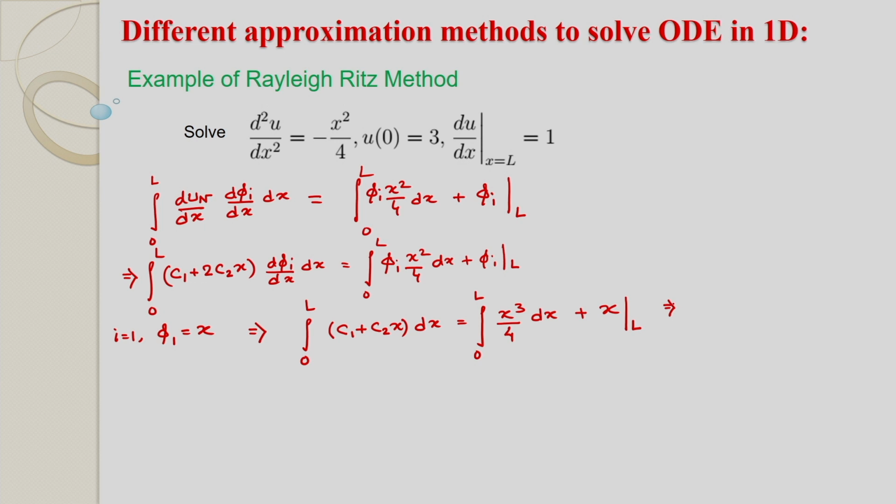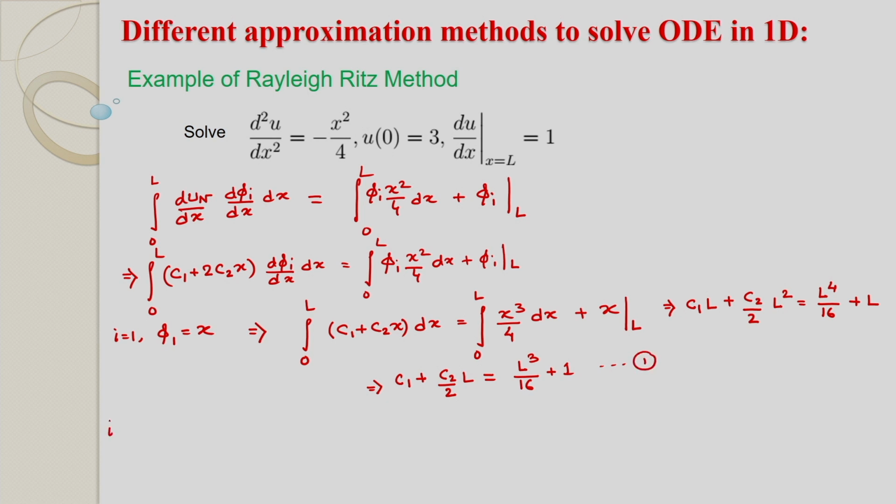So if we integrate, it will be C1 x, so C1 L plus C2 x square by 2, so that will be L square, and this will be x to the power 4 by 16, L to the power 4 by 16 plus L. Now if we rewrite this equation, that will be C1 plus C2 by 2 L equal to L cube by 16 plus 1 divided by L. So this is our equation 1.